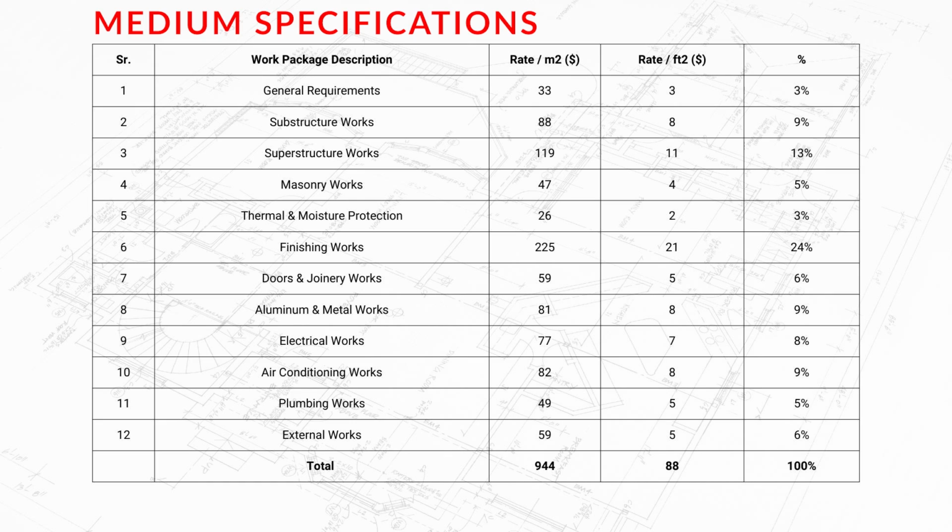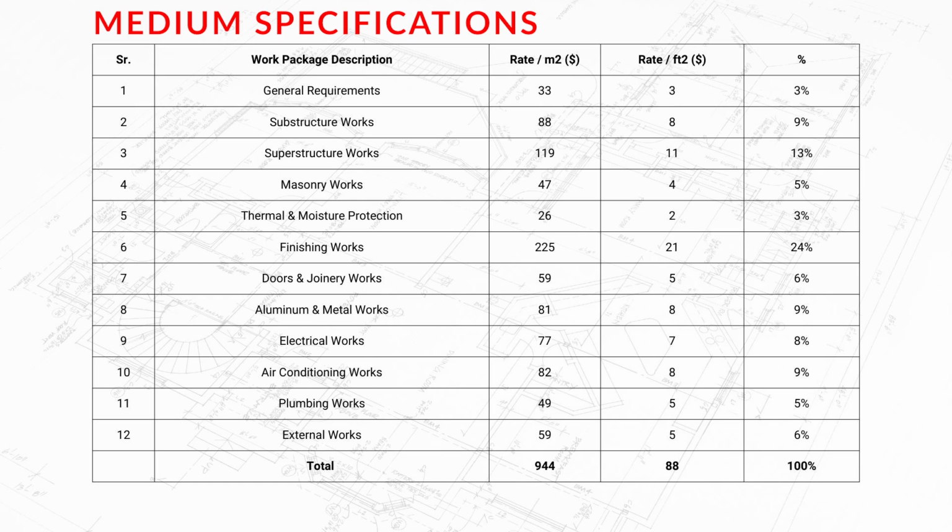Superstructure, we have 119 per square meter and 11 per square foot. And then the masonry works, we have 47 per square meter and 4 per square foot. Thermal and moisture protection will be 26 per square meter and 2 per square foot. Then we have finishing, 225 per square meter, which is 21 per square foot. Then we have doors and joinery works, 59 per square meter, which is 5 per square foot. Then we have aluminium and metal works, which will be 81 per square meter or 8 per square foot.